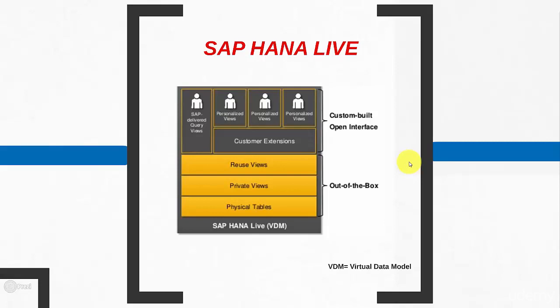The procedure to get these virtual data models is you have to go to Service Marketplace and download them separately. For each different area, for example, for SAP ERP, there's a package called SAP HANA Live for ERP, and then there is SAP HANA Live for policy management and CRM and so on. These are different downloadable packages which come in an extension of .tgz, which you then import as a delivery unit into your SAP HANA.